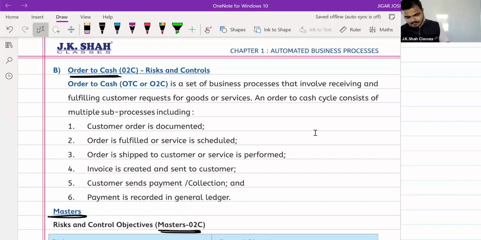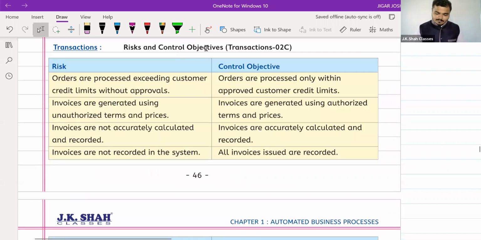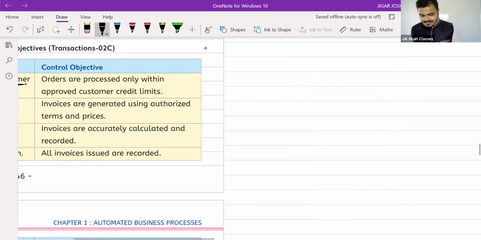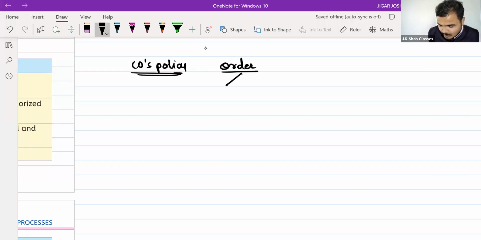Let's try to figure out the solution, people. You will definitely love it. First one, my dear child, is what? Orders are processed exceeding the customer credit limit without approval. It means, let me give you a very simple example. Suppose your company's policy is very simple. Whenever the customer places an order with you, you have the policy of 50% advance and 50% one week credit.